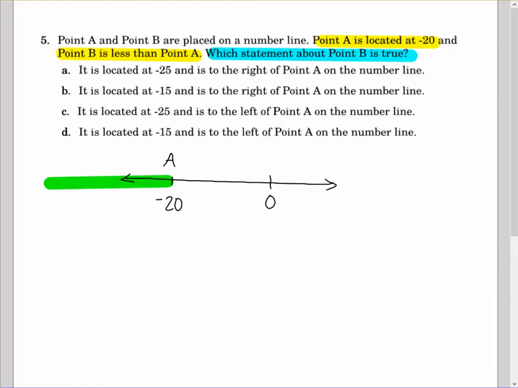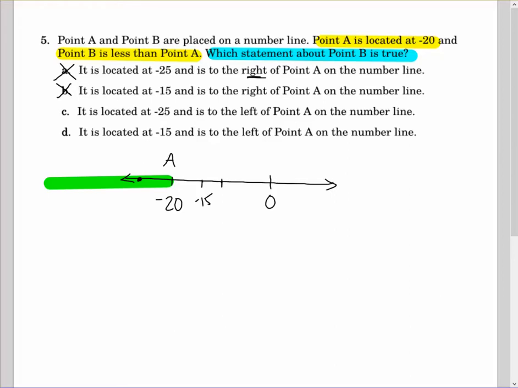So it is located at -25 and is to the right of point A. So if we were to put that here, that is definitely to the left of point A. So this part right here makes it wrong. So it is not choice A. Choice B says it is located at -15. So -15 would be, if this were -10, right, this would be -15. Could it be there? No, because we're looking for a number that's to the left of -20. So this is kind of a trap answer because it says -15 and it's to the right of point A. So -15 is to the right of point A, but it's not less than point A. So it's still not correct.